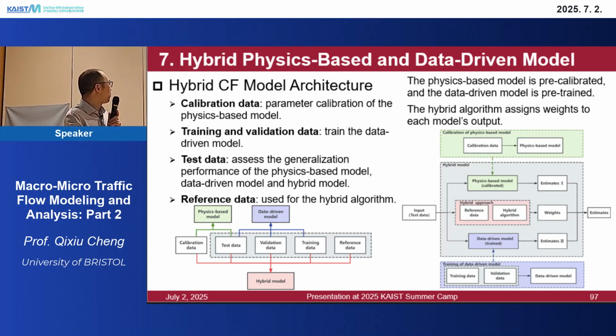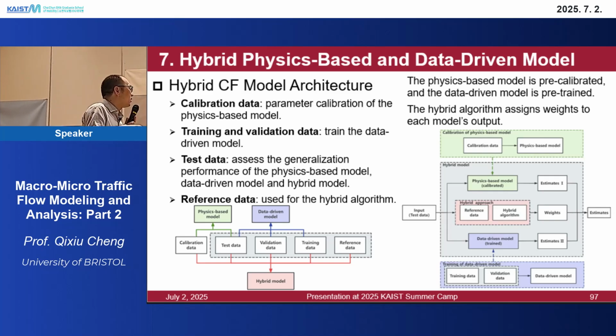They are for different uses. First, we use the calibration data set to calibrate the physics-based model. We will use the test data set to test the physics-based model. For the data-driven model, we have the training data set and the validation data set, which will be used to train the data-driven model. And the reference data set will be used in the hybrid model. Calibration data and the test data set are also used in the hybrid model.